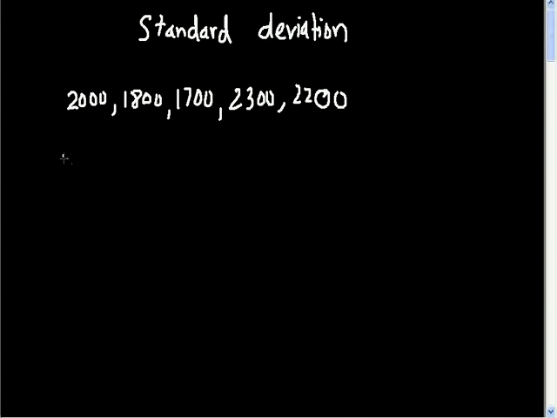I can see that the mean is, if I add these all up, I have 10,000, divided by 5, which is 2000. That's the mean. So the mean is 2000 here.